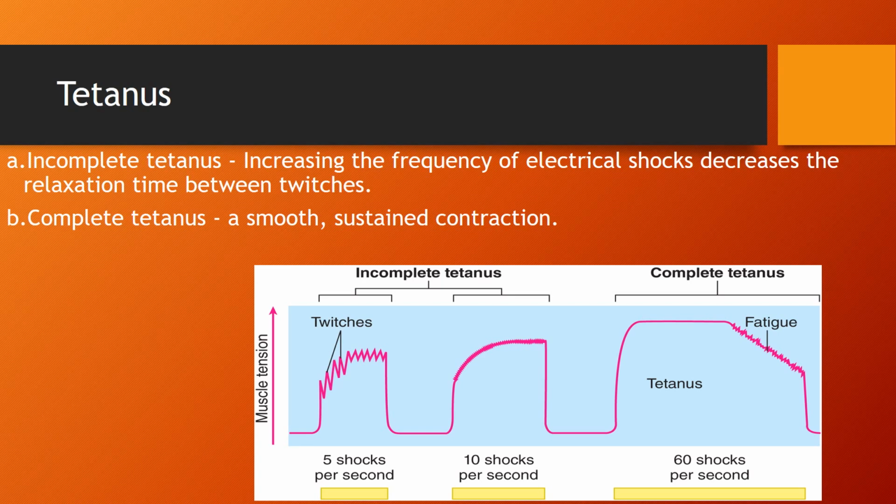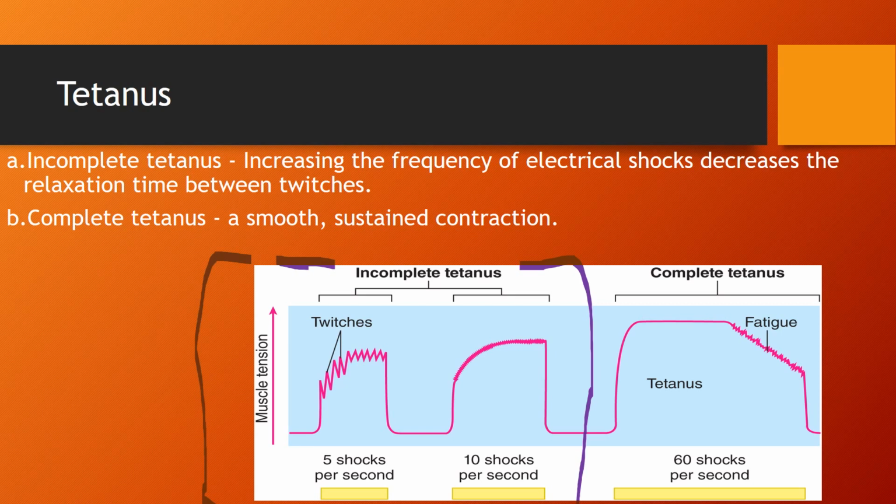Another type of activity that can occur with our skeletal muscles is called tetanus. And there's two different types of tetanus. Let's start with incomplete tetanus, and this is denoted by this image right here. This is where we increase the frequency of the electrical shocks, and this is going to decrease the amount of relaxation time between twitches. So in essence, this is kind of like summation that's continuously occurring.